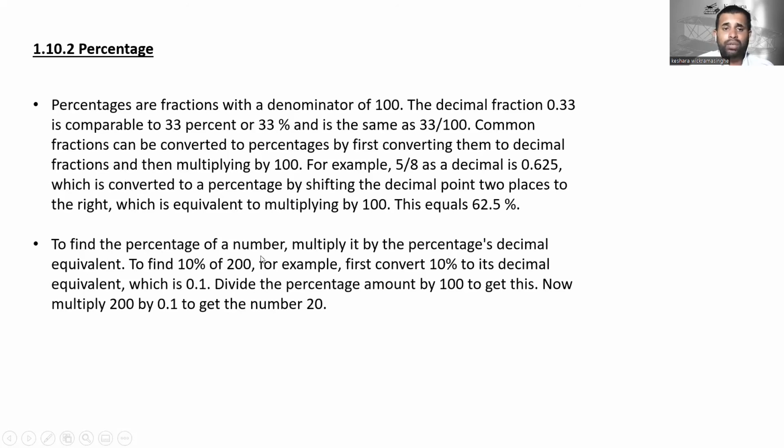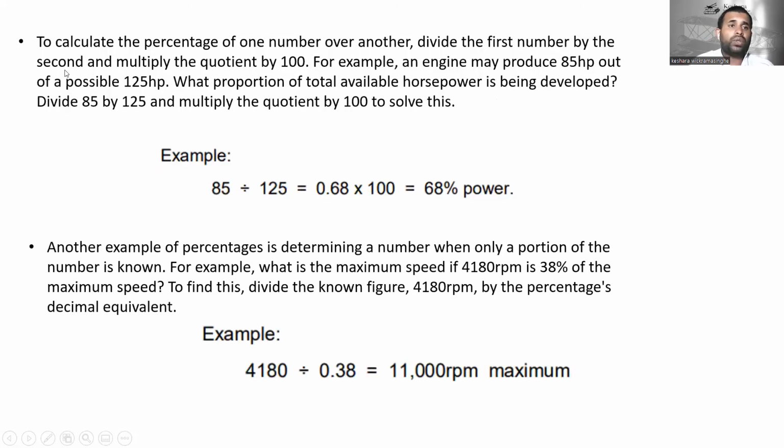To find the percentage of a number, multiply it by the percentage's decimal equivalent. To find 10% of 200, for example, first convert 10% to its decimal equivalent, which is 0.1, by dividing the percentage amount by 100. Now multiply 200 by 0.1 to get the number 20. All right. Okay, so to calculate the percentage of one number over another, divide the first number by the second and multiply the quotient by 100.